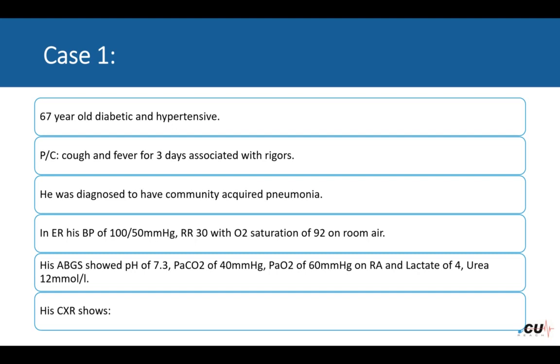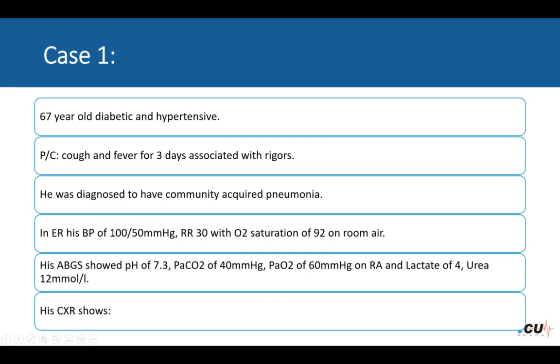67-year-old diabetic patient with history of hypertension. He presents with cough and fever for 3 days associated with rigors. He was diagnosed to have community-acquired pneumonia. In the emergency room, blood pressure was 100/50, respiratory rate is 30, saturation is 92% on room air. We have ABGs with pH 7.30, PCO2 of 40, PO2 of 60 on room air, and lactic acid of 4. So the lactic acid is increased.